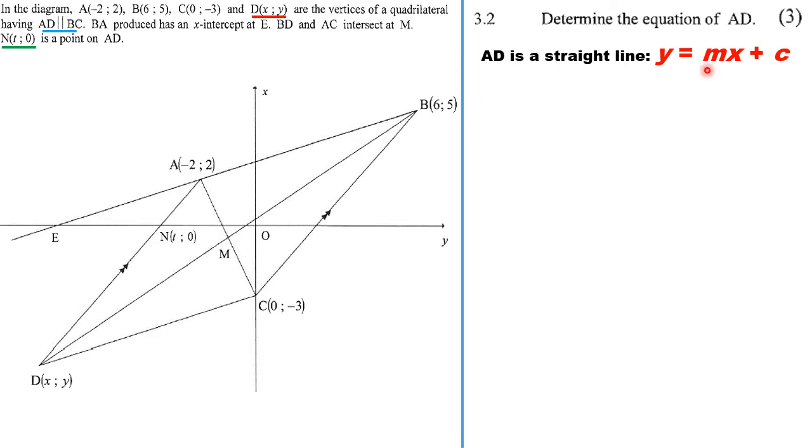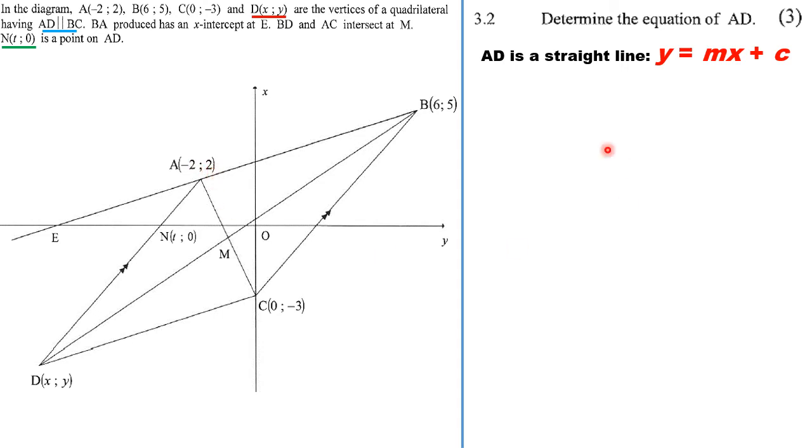So what is the implication? It means we should get the gradient. The gradient of what? AD. At the same time, we need to know the c. c is your y-intercept. It's where the graph of AD will cut the y-axis. Then x and y is any point on the line. If you check x and y, we already have that because on AD we already have A. So our x is -2 and our y is 2.